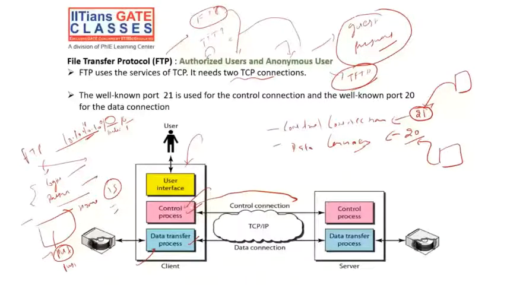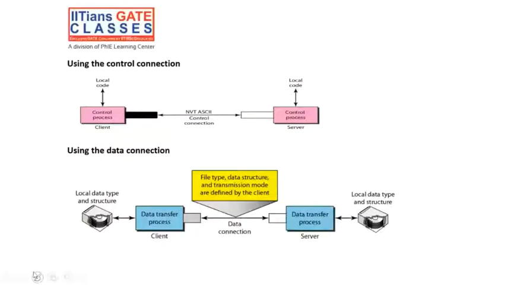Right? That makes sense? So now if you see, you're using a control connection. Let's say I'm a client and you are a server. One connection we need to set up. So through the control connection, through the control process, we send the connection.